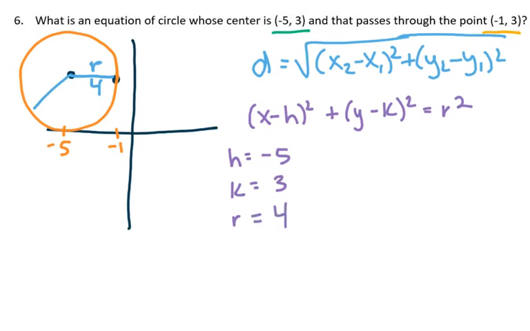Watch your signs when you plug these in. So I'm going to get x minus a -5, which I can just turn into x plus 5, squared, plus (y minus 3) squared is equal to my radius squared, so 4 squared is 16.